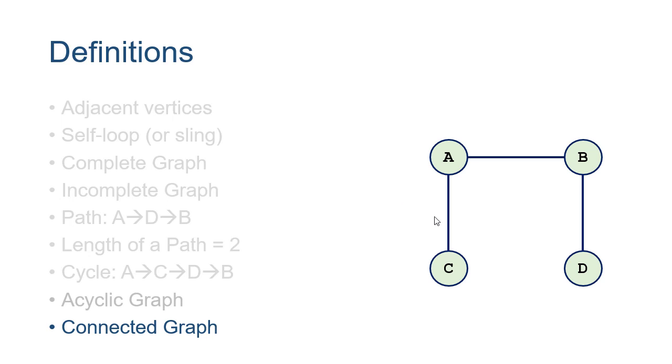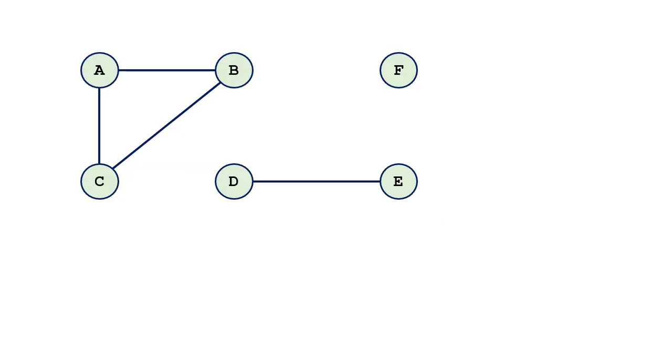So here you can see there's a path from C to A and from D to B to A to C and so forth. So we can get from any vertex to any other vertex. Here's an example of an unconnected graph. Notice there's no way to get from vertex F to vertex C.